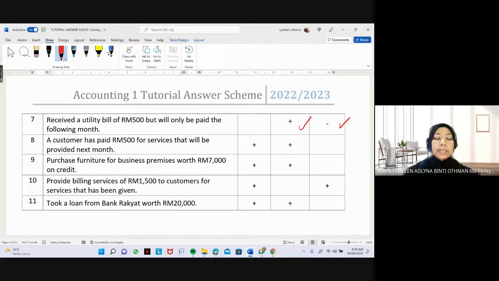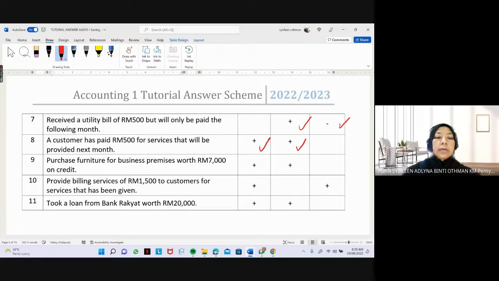Next, a customer has paid RM500 for services that will be provided next month. Okay, so services hasn't been rendered, belum dijalankan lagi, belum delivered to the customer, tapi customer dah bayar duit pada kita. So when you receive the money, at that point, you are increasing your asset sebab cash bertambah. But you must remember, kerja belum buat. So in a way, actually, you are in debt. Awak berhutang dengan customer because the services hasn't been rendered yet. So liability pun akan bertambah.